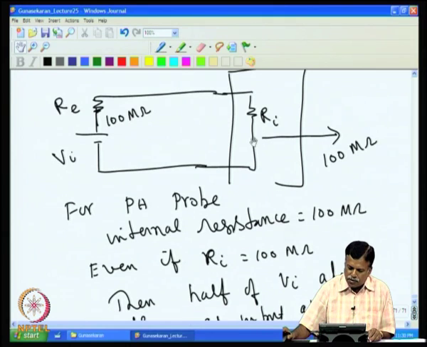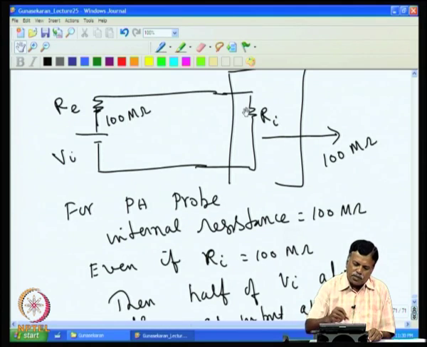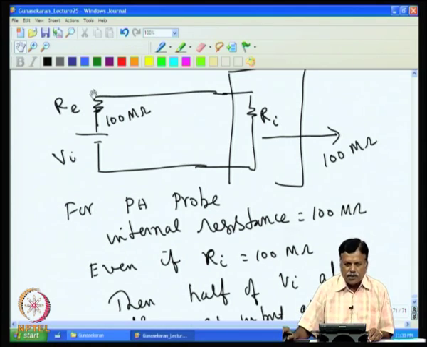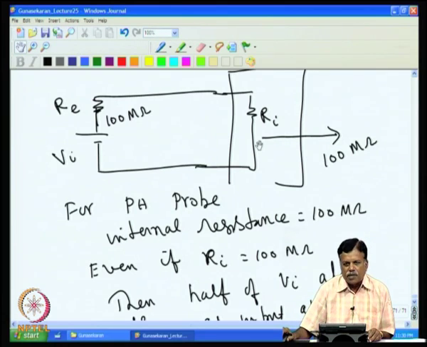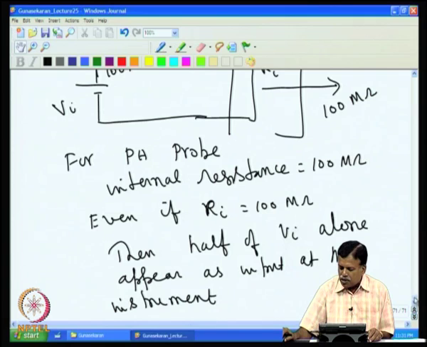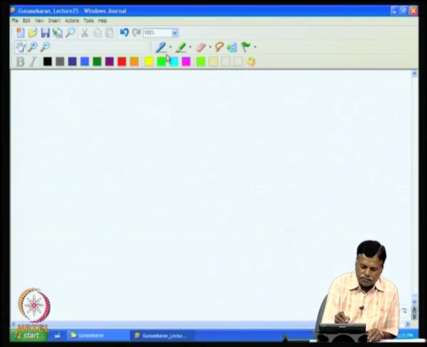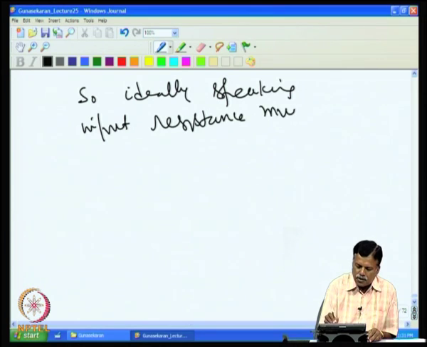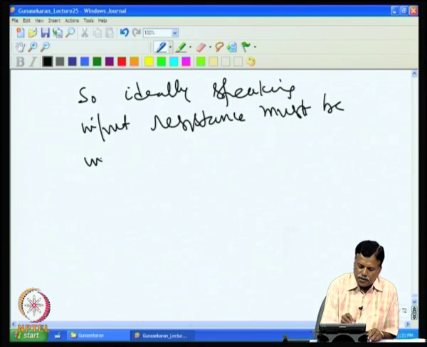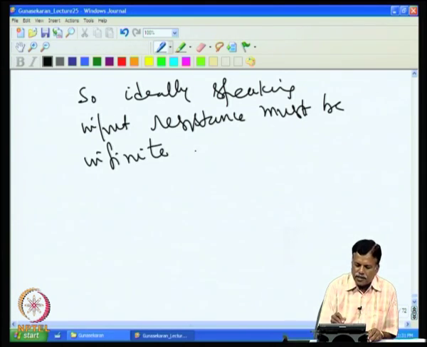Of course, the input resistance is always found as the applied voltage divided by the current flowing through it. So, the input resistance must be higher than the source impedance; only then can you get the entire voltage of the source appearing at the instrument. That is why we like to have an instrument with as high an impedance as possible if we are measuring voltage. So, ideally speaking, the input resistance must be infinite for voltage measurement.